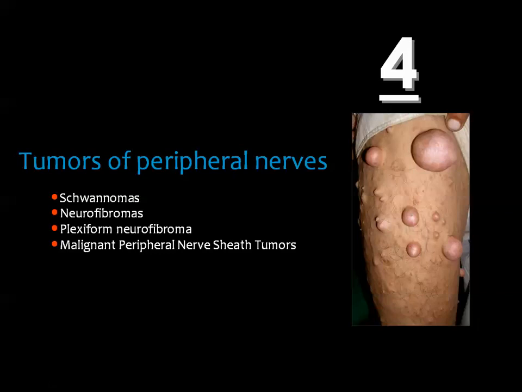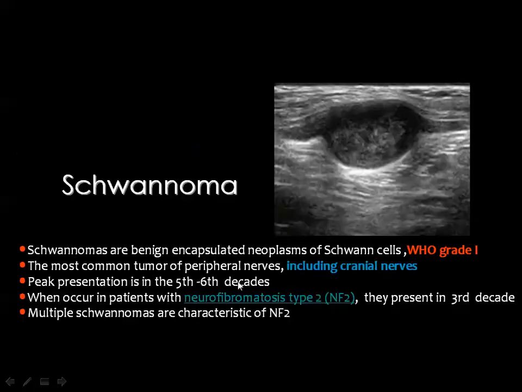Then we came to the tumors of the peripheral nerves, and they are four. Number one is schwannoma. Number two is neurofibroma. Number three is the plexiform neurofibroma. And number four is the malignant component of these, which is now known as malignant peripheral nerve sheath tumor, not a neurofibrosarcoma. The malignant component is known as malignant peripheral nerve sheath tumor.